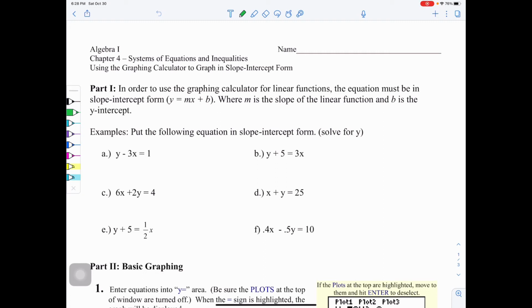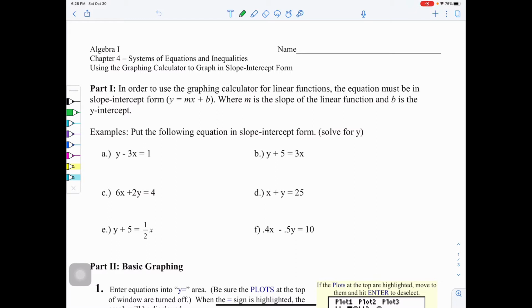Our next lesson is called Using the Graphing Calculator to Graph in Slope-Intercept Form. So the goal today is to continue to review slope-intercept form, y equals mx plus b, practice again how to change an equation into that form, but a large part of today is learning how to use the graphing calculator to help you graph in slope-intercept form.